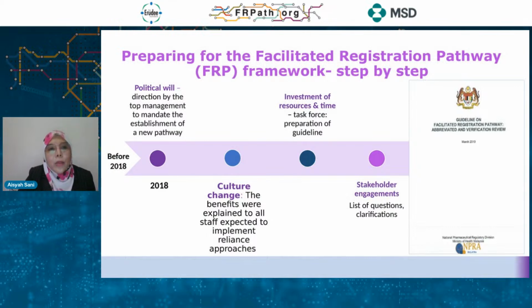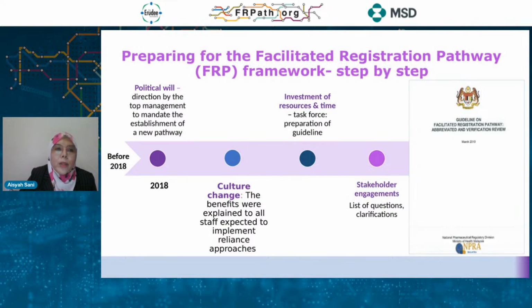The next step involved the investment of resources and time. We established a dedicated task force to prepare the draft of the guideline. And once the guideline was prepared, we circulated it to stakeholders, and we had further engagement with them, providing feedback to questions and clarifications.